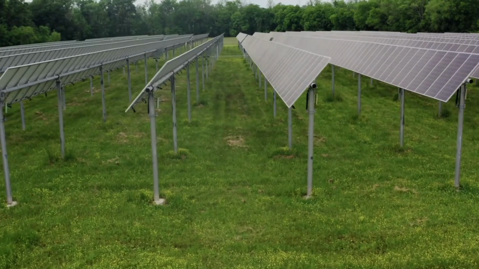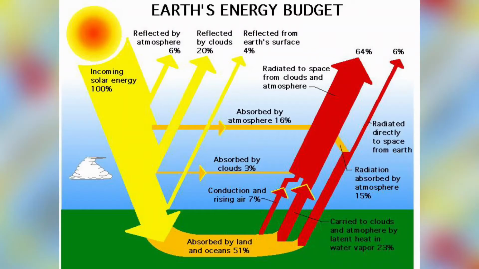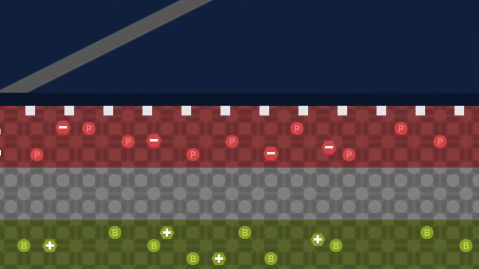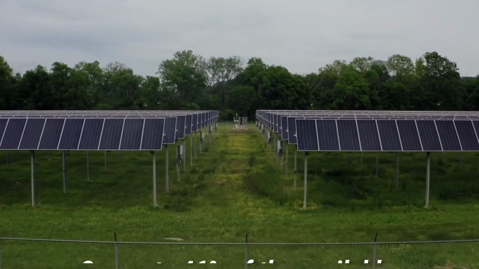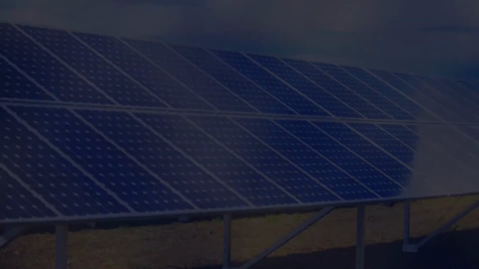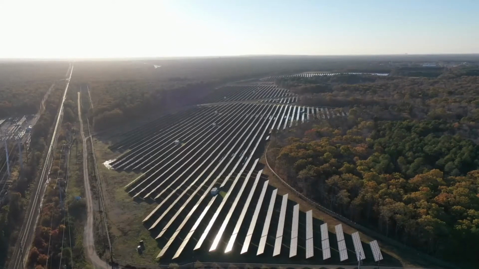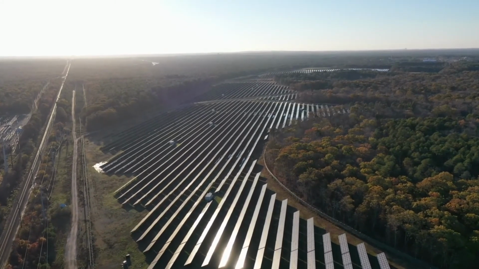The efficiency of the cell itself is also a challenge. If sunlight is reflected instead of absorbed, or if the dislodged electrons fall back into a hole before passing through the circuit, the photon energy is lost. The most efficient solar cell still converts only 46% of available sunlight into electricity, and most commercial systems are currently 15 to 20% efficient. Despite these limitations, it would be possible to power the whole world with current solar technology.